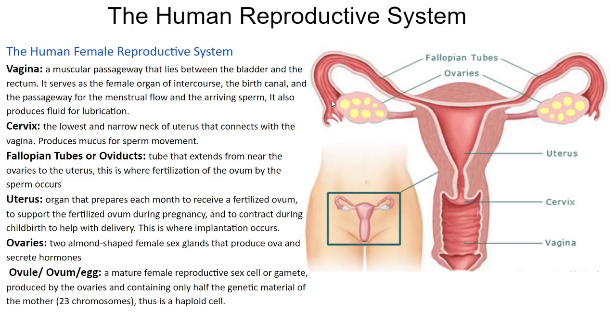One egg is released and it starts to travel down the fallopian tube. Now, the fallopian tube and the ovaries aren't totally connected. It's not like these are tightly wrapped around there. Occasionally the eggs slip out this way and go this way.